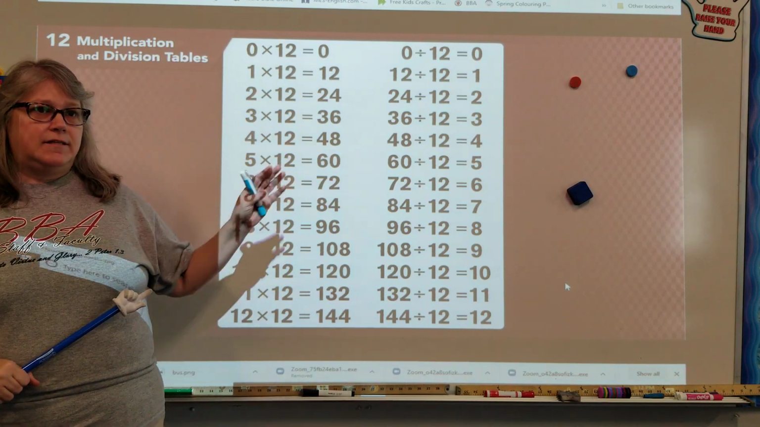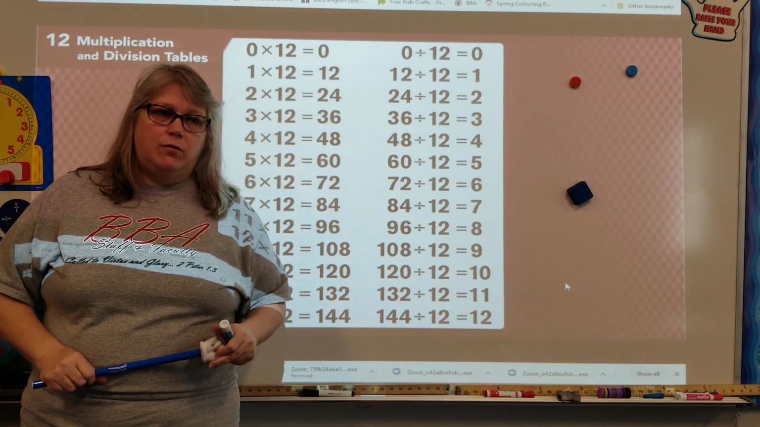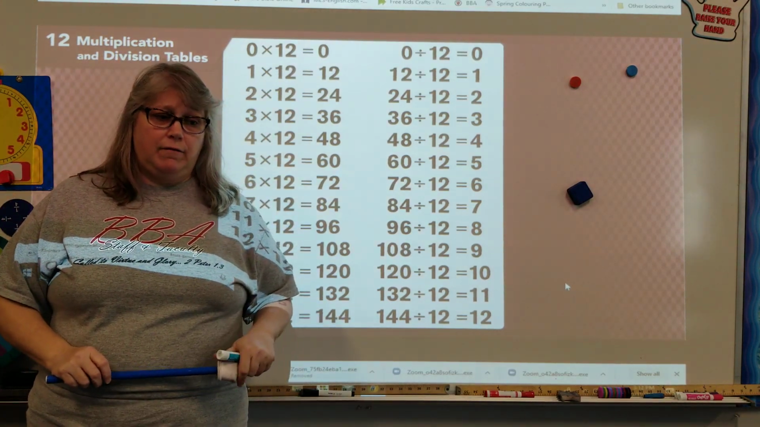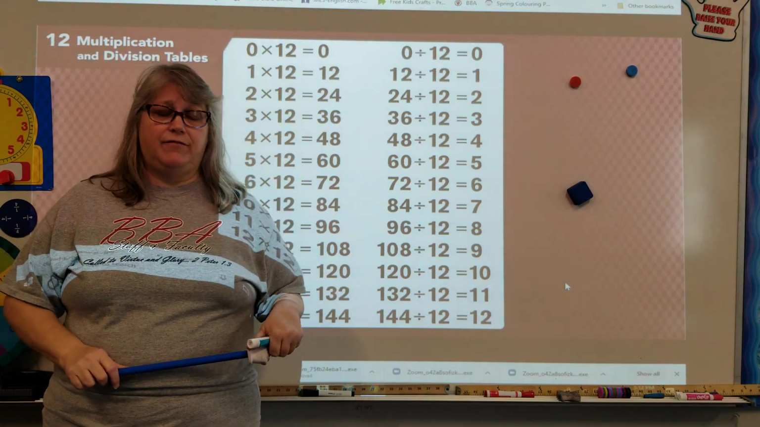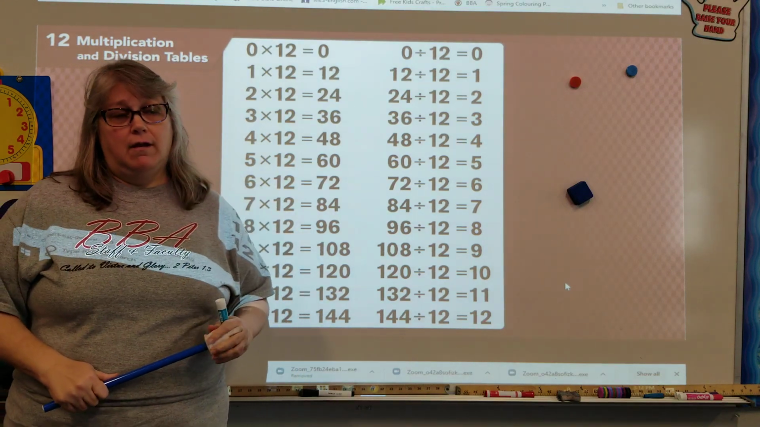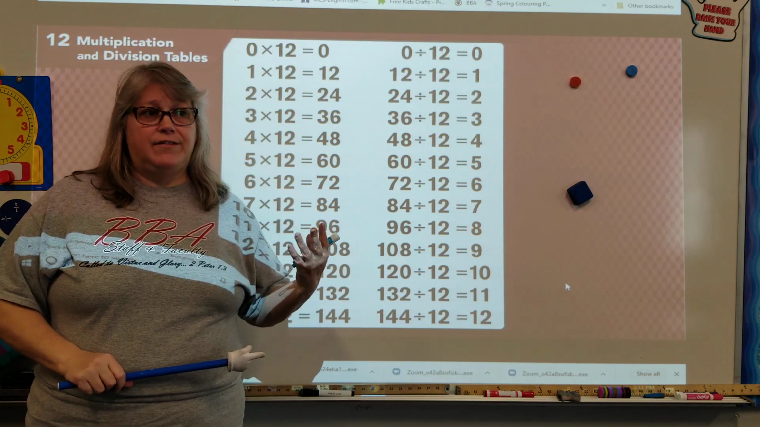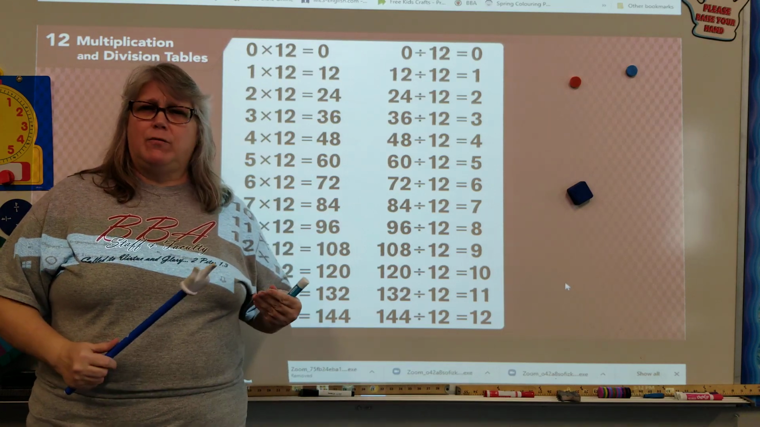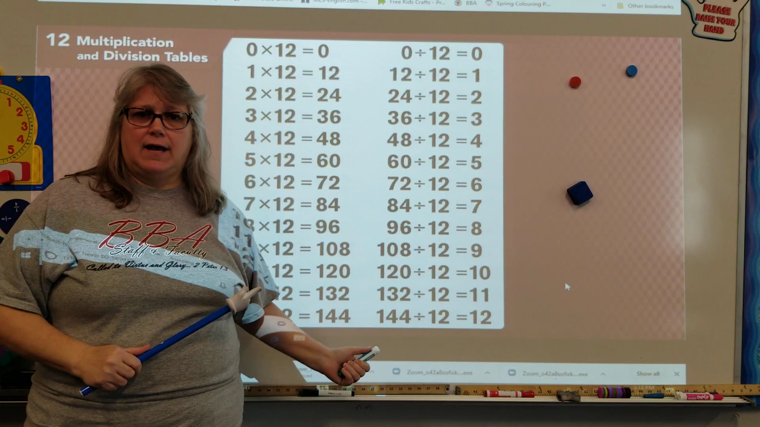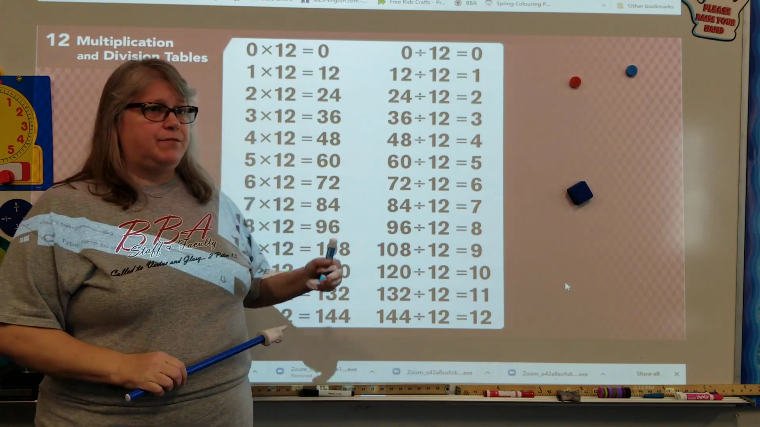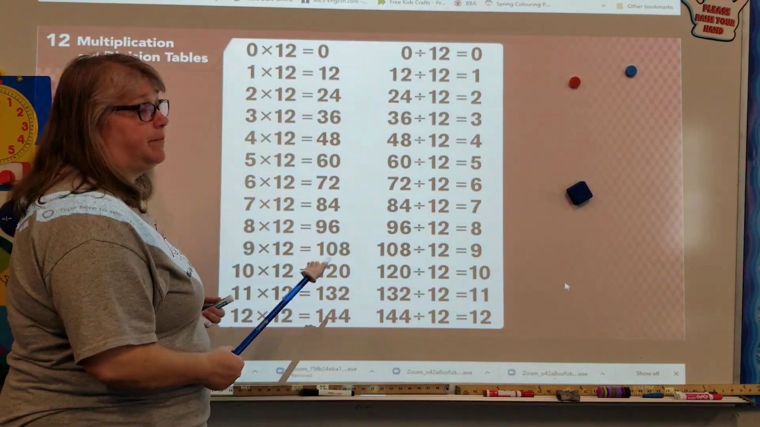Let's look at today's lesson. I really think the dividing by 12 and multiplying by 12, the 12 family, can actually be the easiest ones. If you have memorized all the rest of your fact families, then 12 is the last one in each one. For some reason, it's easy to remember the first and last of everything. So this is basically the answers of each table times 12.